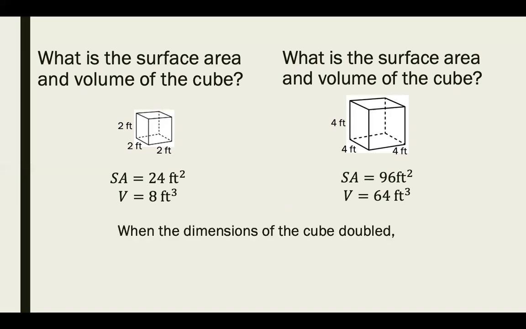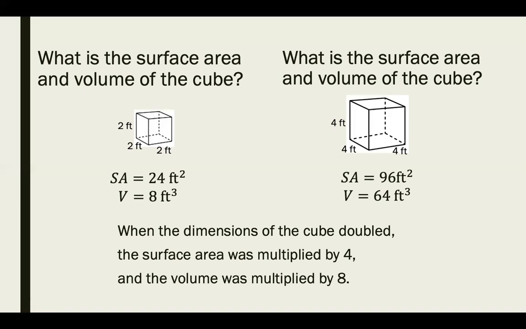So when the dimensions of the cube doubled, the surface area was multiplied by 4, and the volume was multiplied by 8. So you might remember back from chapter 10, we talked about the area already, right? This area is just the scale factor squared. So our scale factor was 2. We squared that, and we got 4. And it turns out to get the ratio of the volumes, we multiply by the scale factor cubed. So we do 2 to the 3rd power, and that gives us 8.